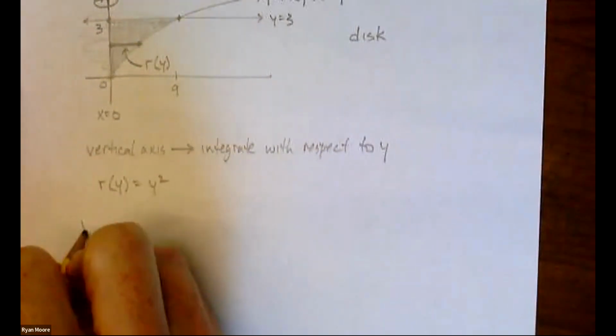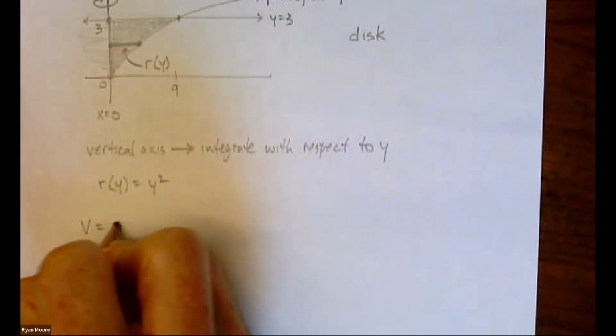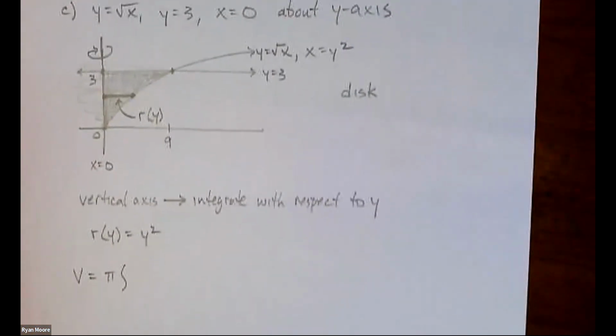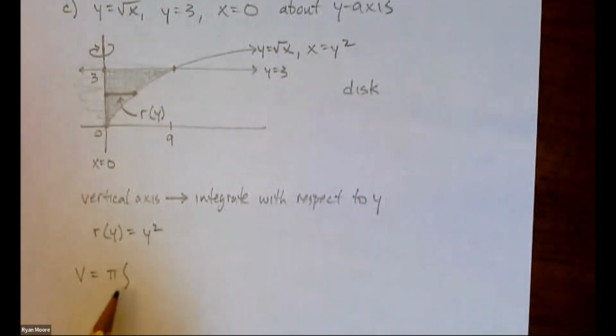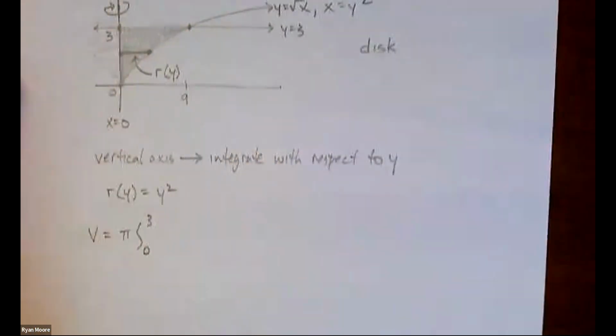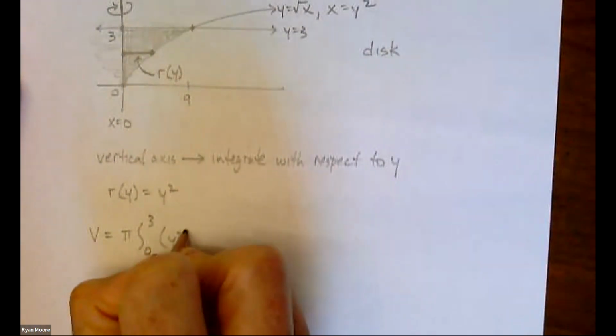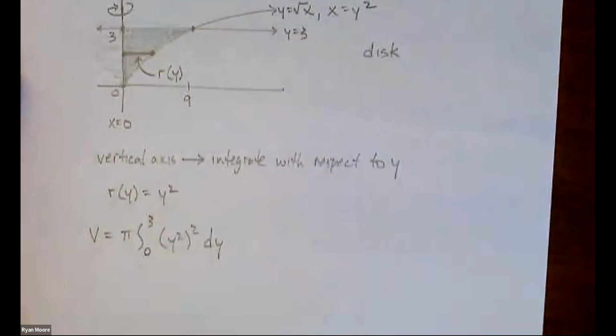All right, we're ready to go. The volume here is pi, our limits of integration are 0 to 3 going vertically, and then we're going to take our radius squared dy.